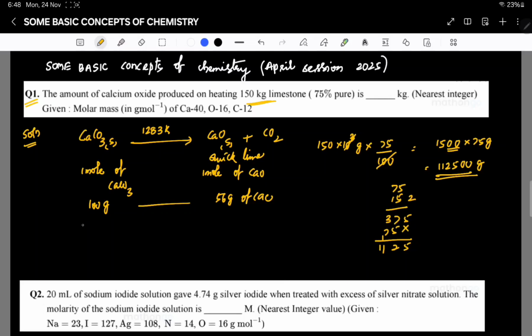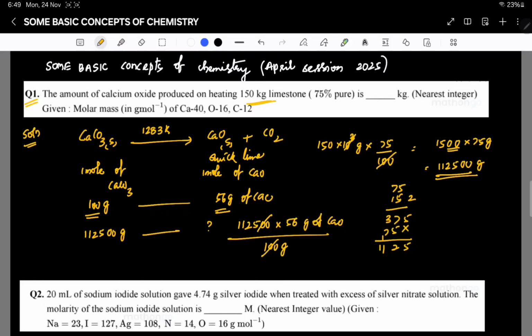Now we will calculate from this how much CaO will be produced. 100 gram gives 56 grams of CaO, then 112500 grams of CaCO3 gives how much? Apply the unitary method, student: 112500 into 56 grams of CaO divided by 100 gram of CaCO3. Two zeros get cancelled. Just multiply 1125 into 56. You will get the answer in grams, then convert into kilogram.